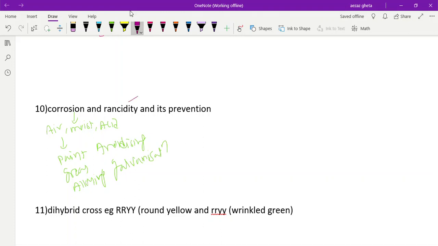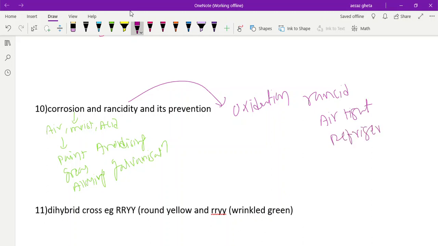Rancidity means the food which contains oil or fat undergoes oxidation in air, and this food will become rancid. It develops a bad smell and taste. It can be prevented by storing it in an airtight container, and by keeping it in a refrigerator also.